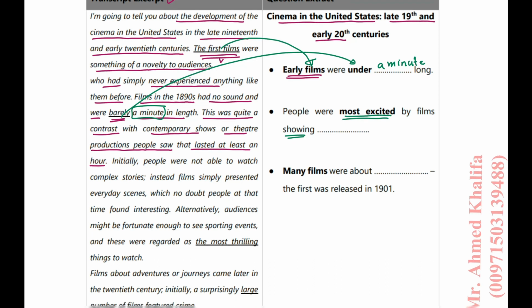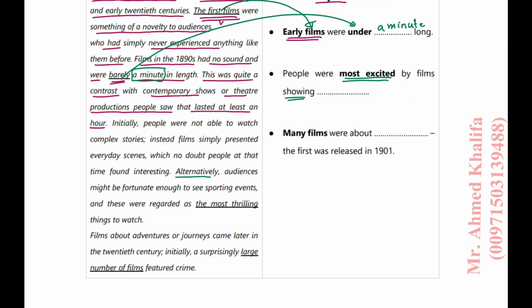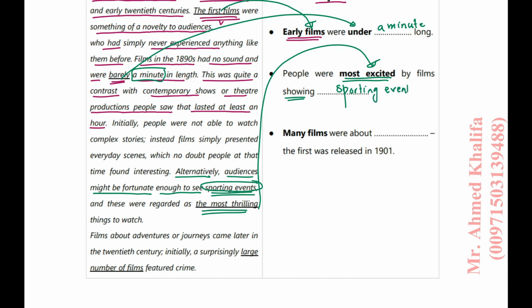Most excited, maybe we can start from here. Alternatively, audiences might be fortunate enough to see sporting events, and these were regarded as the most thrilling. So most thrilling could be what? Could be most excited. Okay, so they could be most excited by films showing what? Of course, you go to that phrase, sporting events, and you write sporting events. Hopefully you understand what I mean here.